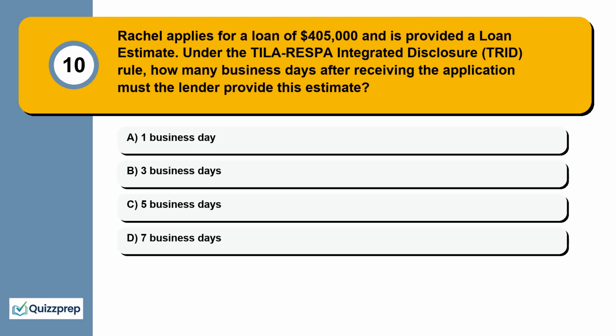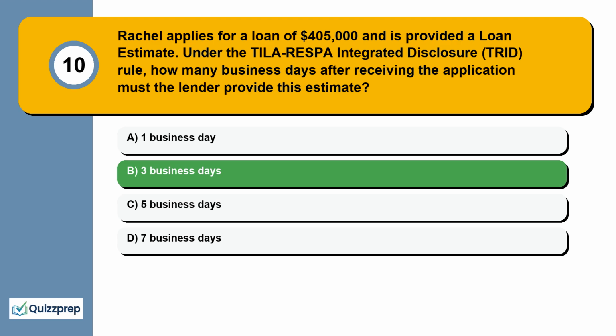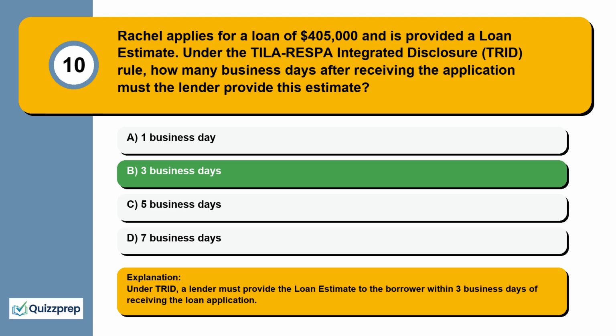Question 10. Rachel applies for a loan of $405,000 and is provided a loan estimate. Under the TILA-RESPA Integrated Disclosure (TRID) rule, how many business days after receiving the application must the lender provide this estimate? 1 business day, 3 business days, 5 business days, 7 business days. Under TRID, a lender must provide the loan estimate to the borrower within 3 business days of receiving the loan application.